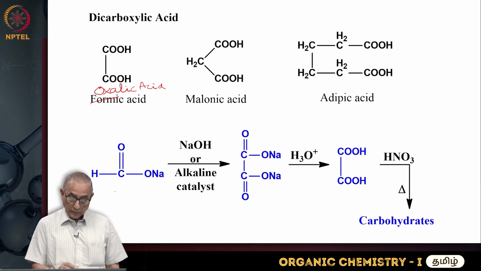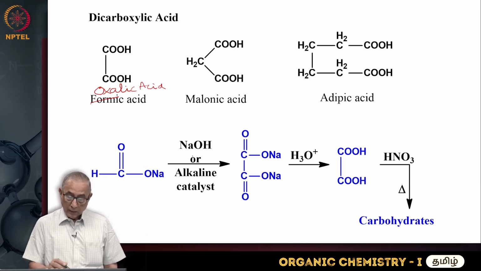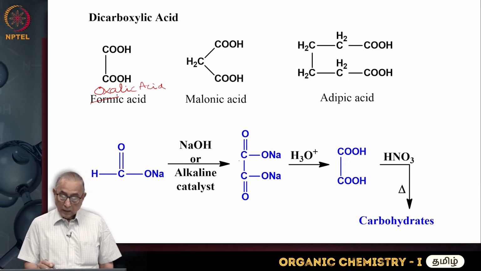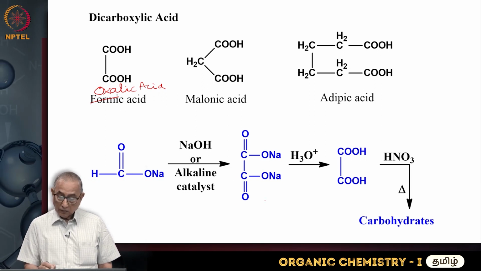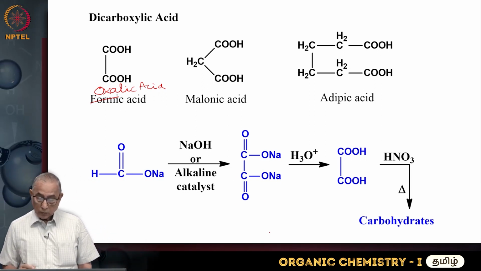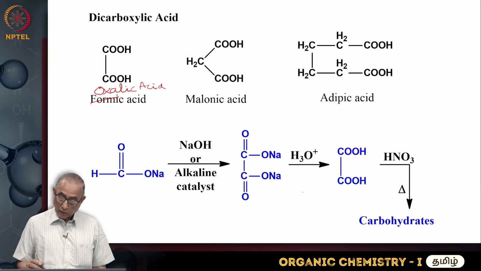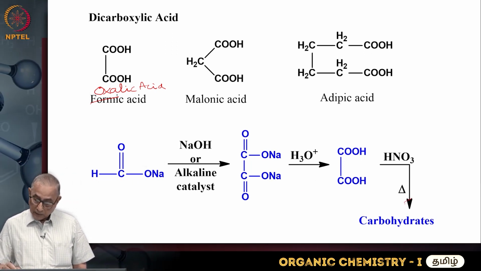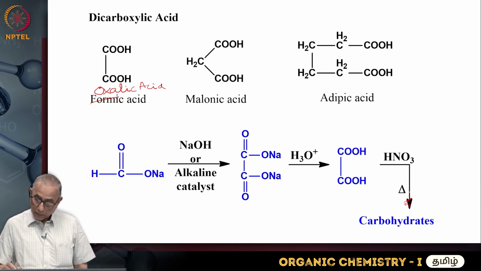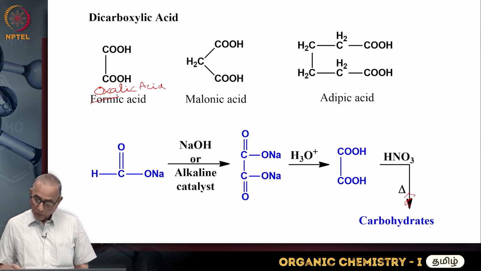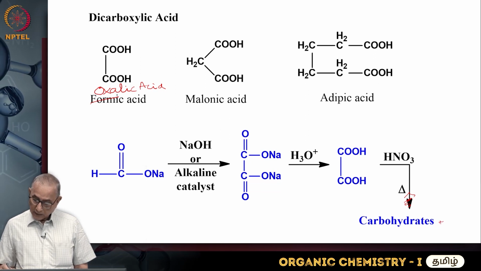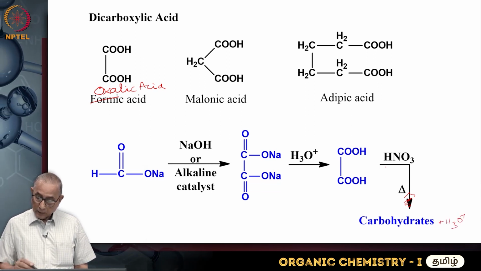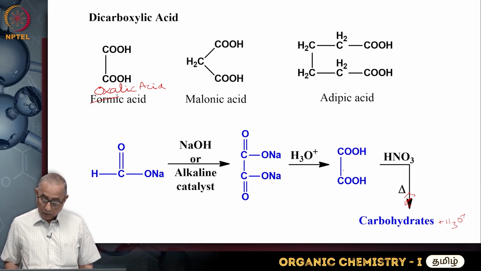Oxalic acid can be produced by taking sodium formate, HCOONa. Heating with sodium hydroxide or any other alkaline catalyst, it couples with itself to form the disodium salt of oxalic acid. If you neutralize, you get oxalic acid. This is also produced, this arrow is wrong, by heating carbohydrates with nitric acid, and you get oxalic acid.